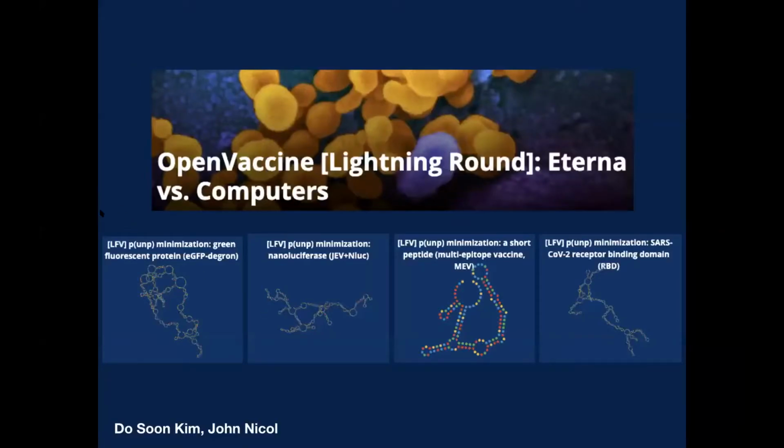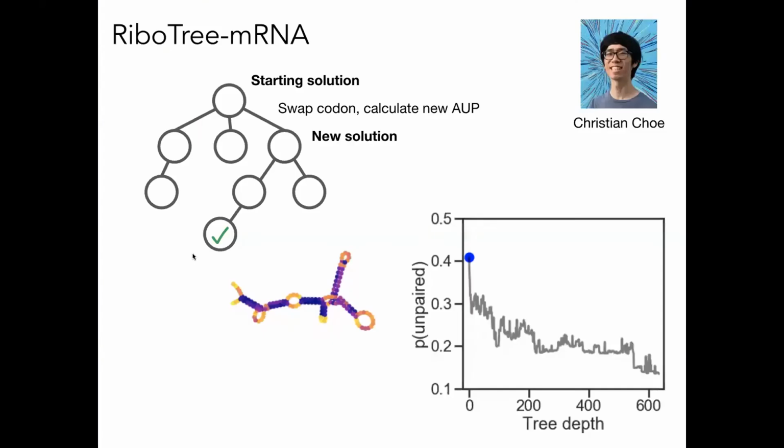And so that was the context for which Do Soon and John Nickel launched this open vaccine lightning round. So we picked 4 model mRNAs that are either mRNAs that are studied widely or ones that were designed by either Do Soon or collaborators to actually be viable vaccines against SARS-CoV-2. And so this goal was humans versus computers.